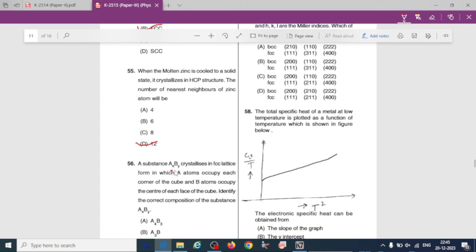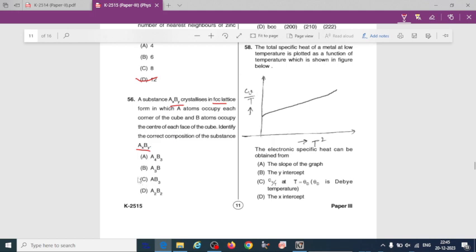A substance AxBy crystallizes in an FCC lattice in which A atoms occupy each corner of the cube and B atoms occupy the center of each face of the cube. Identify the correct composition of the substance. If it is FCC, then 4 atoms will be there. So according to that, option C: A atoms occupy each corner and B atoms the faces of the cube.